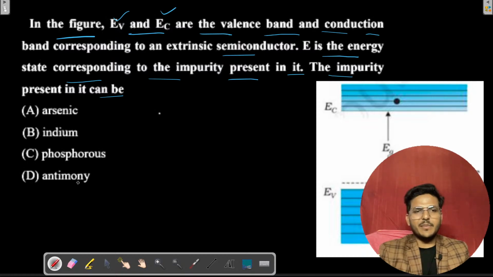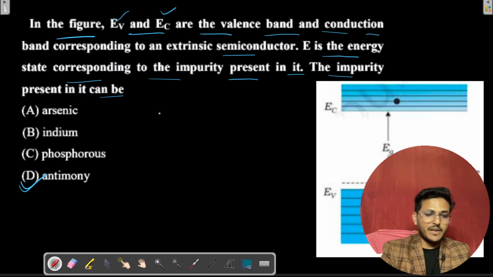Arsenic, indium, phosphorus or antimony. This one is antimony. All right.